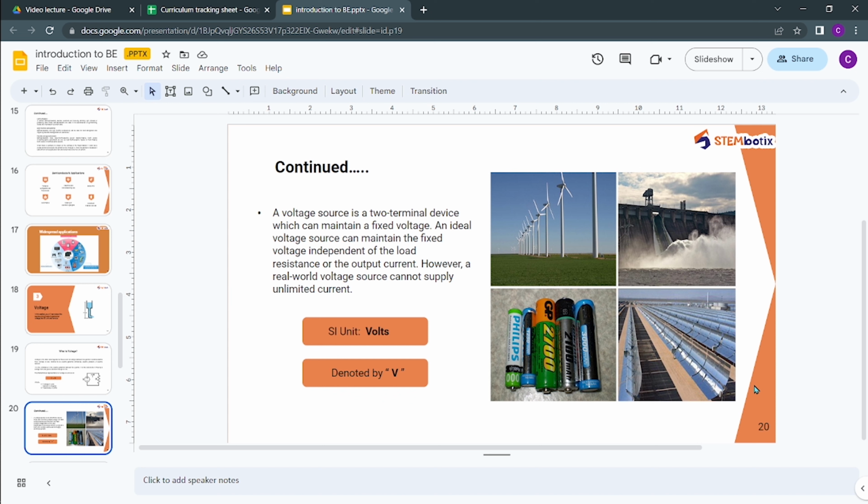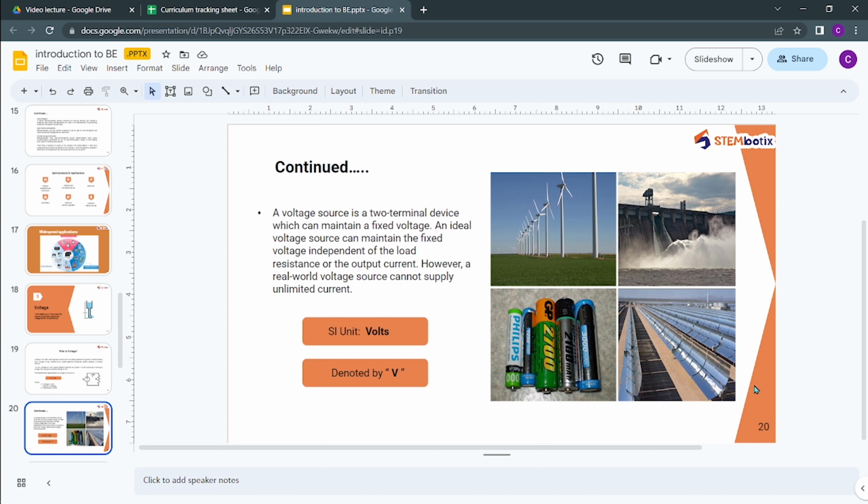So, for example, a cell. A cell has two terminals and in between them it maintains a fixed voltage, for example 3.3 volts, or the cells are of 1.2 volts. So the specific voltages are maintained between the two terminals, plus and minus.